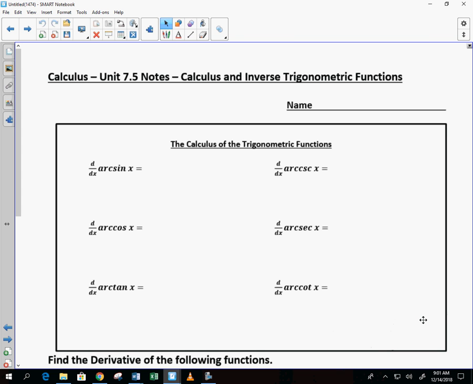What? Final. Fine. We'll do it Thursday. All right, here we go.